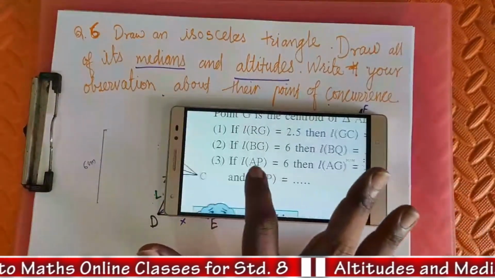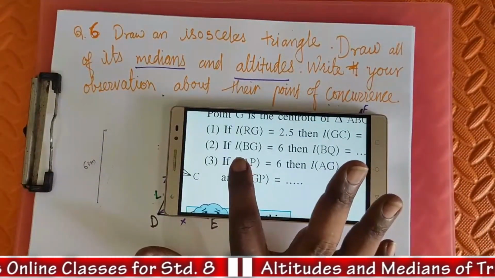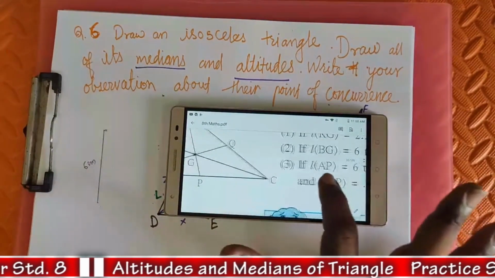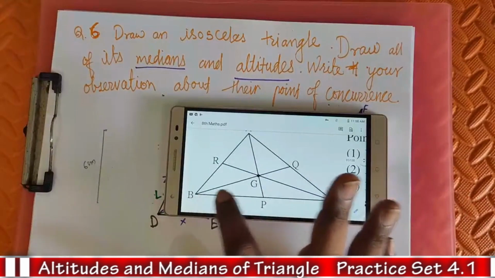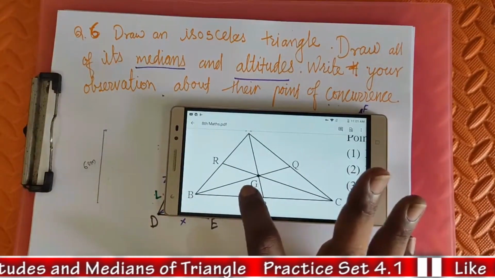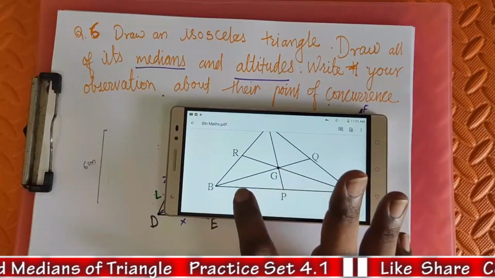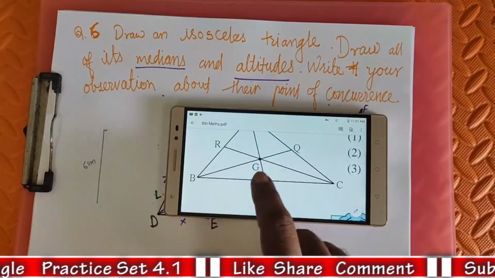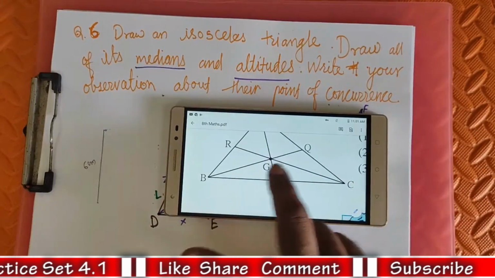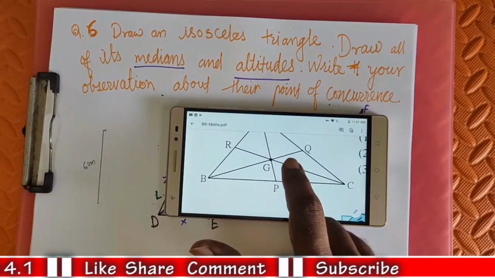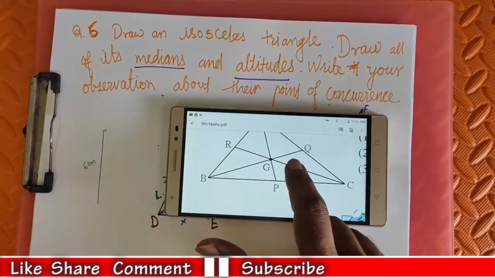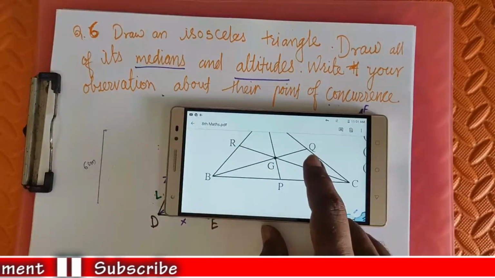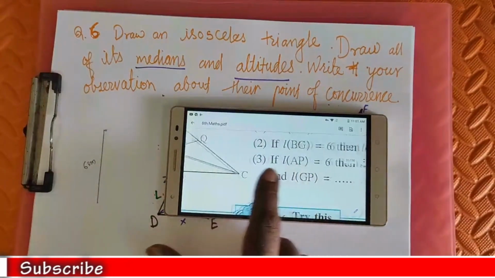First one is over. Now second one, if length of BG is 6 centimeter, then BQ is dash. BG is 6 centimeter. Now bigger part of this median is given. BQ means total segment is asked. If this is 6 centimeter, this will be 3 centimeter. Now tell me, 6 plus 3 is total 9 centimeter, correct. So BQ measures 9 centimeter.